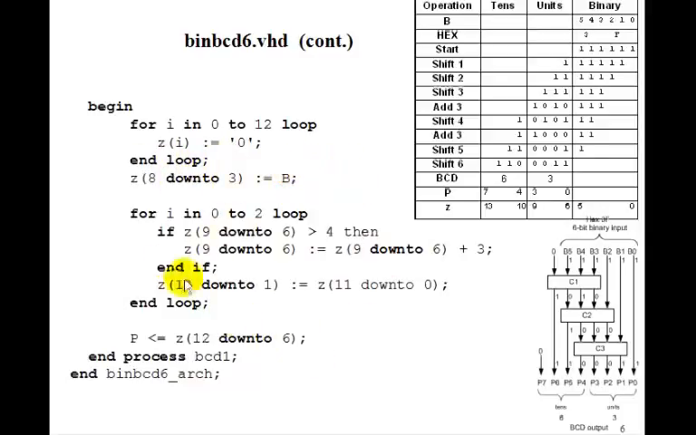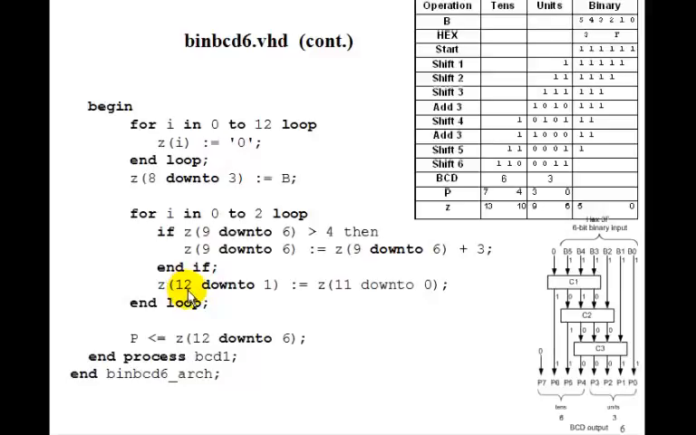Then we've got to go through this loop 3 times for the next 3 shifts. So we can say for I in 0 to 2 loop, so this is going to go through 3 times. And we check the units. Well, the units is Z 9 down to 6. So if the units is greater than 4, then we just want to add 3. We can just say Z 9 down to 6 is Z 9 down to 6 plus 3. That will put in a little adder. We'll talk about adders later in detail, but we can just do it with a little plus sign here.